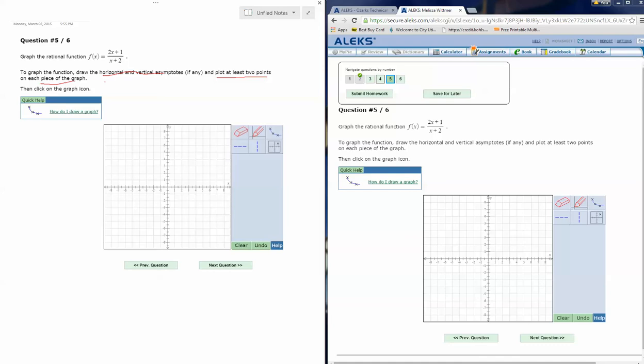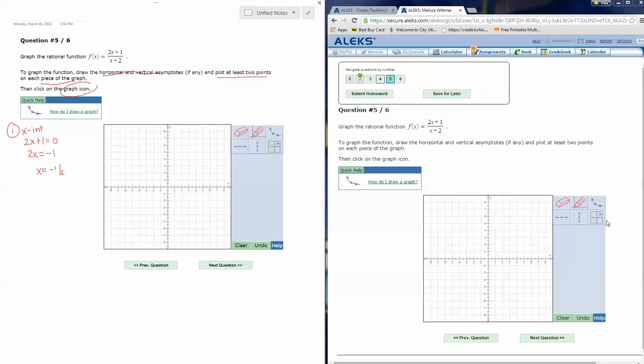Once you have plotted your points and you've set everything up with the asymptotes, at the very end you will click the graph icon. So this function is (2x + 1) divided by (x + 2). So let's find some x-intercepts. x-intercepts are where we set the numerator equal to 0, and we solve that equation for x. So I get an x-intercept at (-1/2, 0).